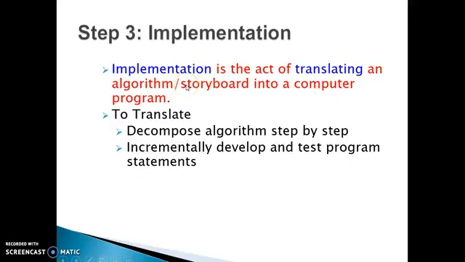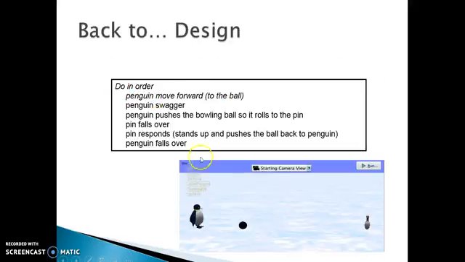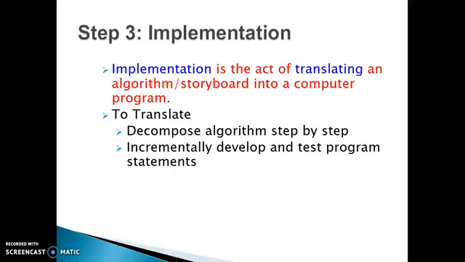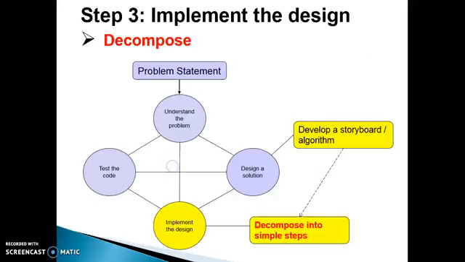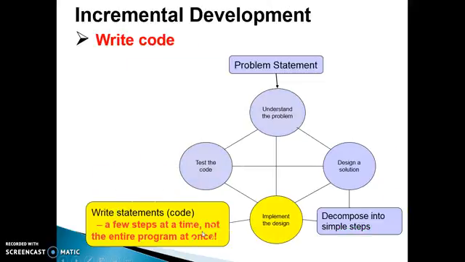So implementation is the act of translating the storyboard into computer programming. I'm going to go back for a second. We're going to take these lines right here and turn them into a program. That's called implementation. And what's really nice about the way they're organized step by step is it shouldn't be that hard to do. Okay, so implement the design means take your storyboard that you did and decompose it into simple steps. And here we go.